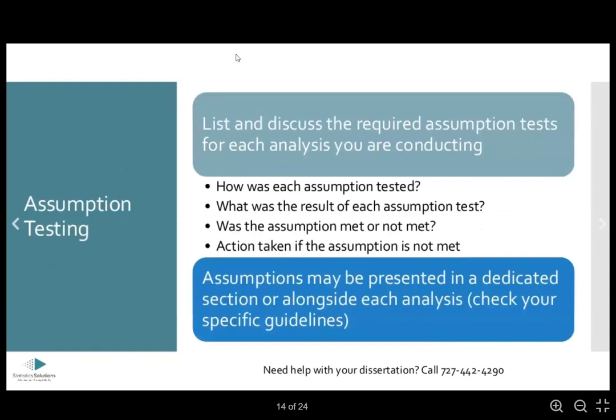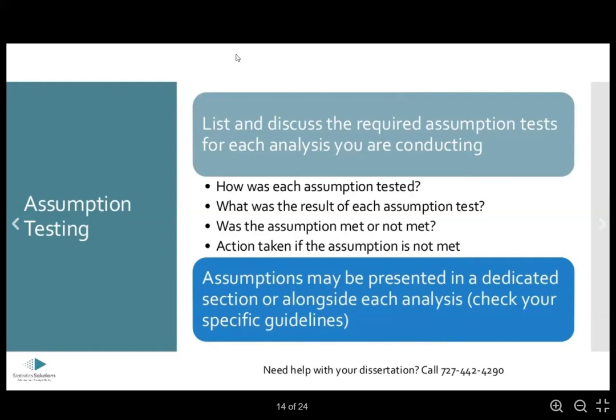So now that you've reminded the reader what your study's about, who you're studying, you're talking about the instruments that you're using and how many people have been included in the study. The next step is going to talk about the actual analysis that you're doing. Before you get into the main outcome analysis, you'll need to talk about any assumptions testing that you had to do to get to that point.